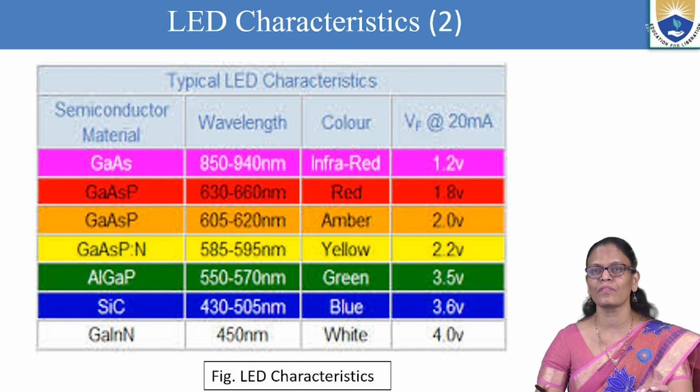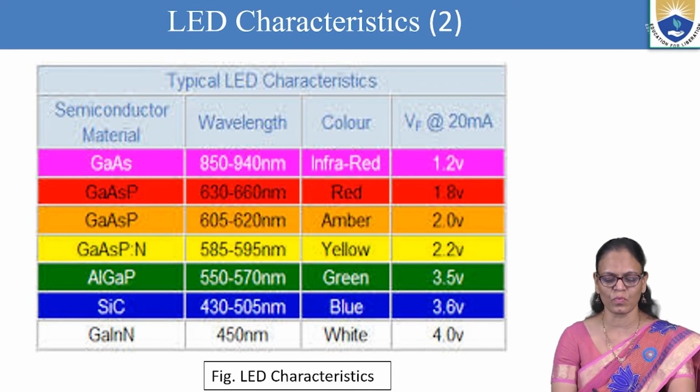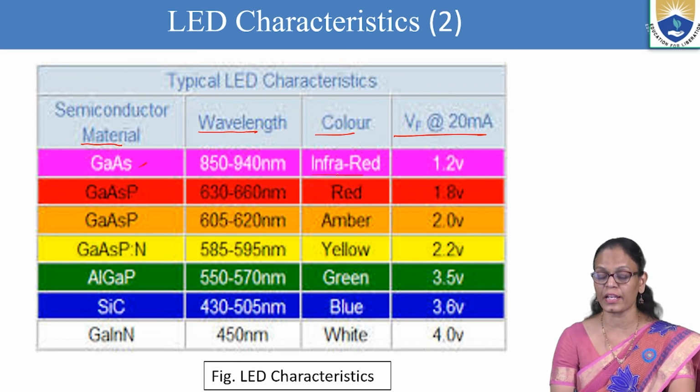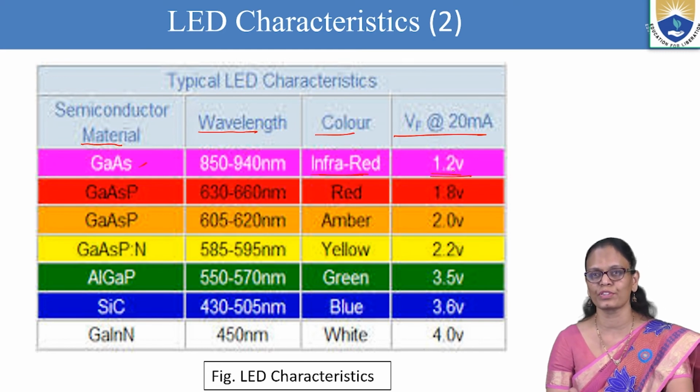So here we can see the different colors also. What is the type of material we are using, what wavelength and what color, at what voltage. So this puts everything in a nutshell. When the type of material used is gallium arsenide, the wavelength that is emitted is in the range 850 to 940 nanometer, and it is in the infrared region, and the voltage is 1.2 volt.